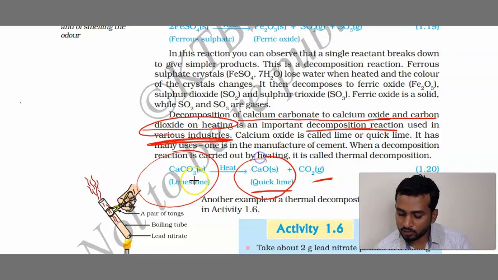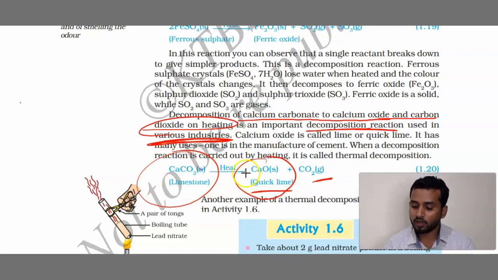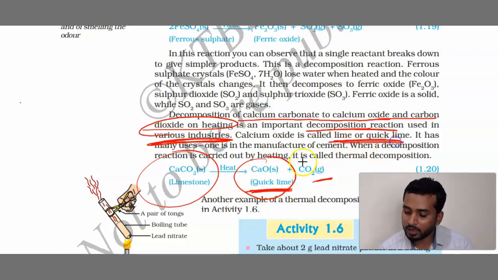Now can you see here this calcium carbonate? It is converted into calcium oxide and carbon dioxide on heating. It is an important decomposition reaction. It is used in various industries, and calcium oxide is also called quicklime or just lime. It is used in many ways, in the manufacturing of cement.